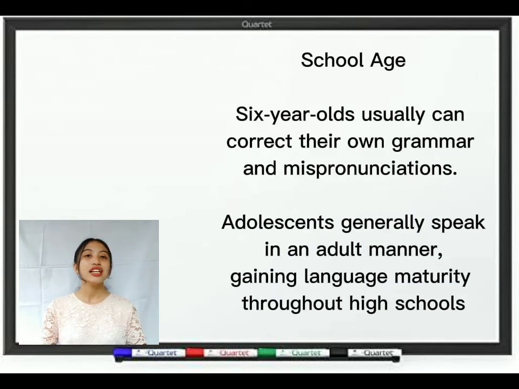In school age, 6-year-olds usually can correct their own grammar and mispronunciations. Most children double their vocabularies between 6 and 8 years of age and begin reading at about age 7. A major leap in reading comprehension occurs at about 9. A 10-year-old begins to understand figurative word meanings. Adolescents generally speak in an adult manner, gaining language maturity throughout high school.